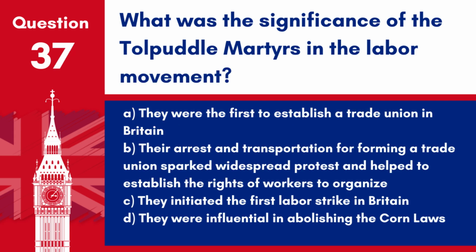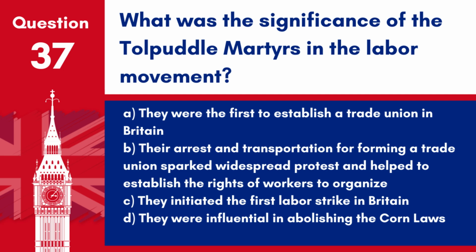Question 37. What was the significance of the Tolpuddle martyrs in the labour movement? A. They were the first to establish a trade union in Britain. B. Their arrest and transportation for forming a trade union sparked widespread protest and helped to establish the rights of workers to organise. C. They initiated the first labour strike in Britain. D. They were influential in abolishing the Corn Laws.